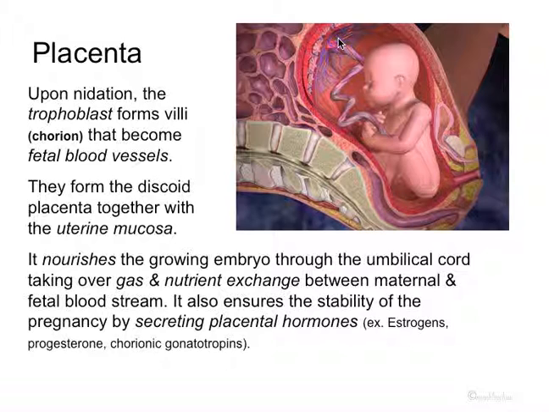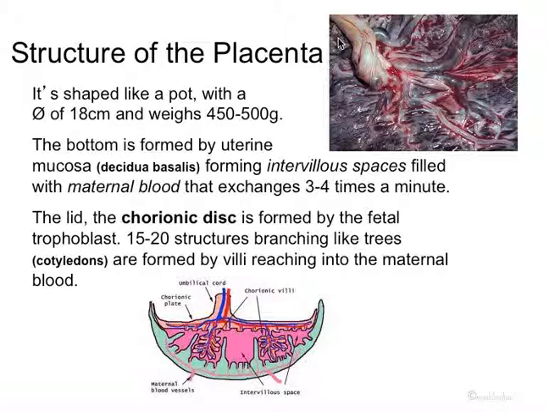The placenta nourishes the growing embryo through the umbilical cord, taking over gas and nutrient exchange between the maternal and the fetal bloodstream. It also ensures the stability of the pregnancy by secreting placental hormones. So that's another thing the placenta does. It's really a gland. It secretes estrogen, progesterone, and chorionic gonadotropins as well.